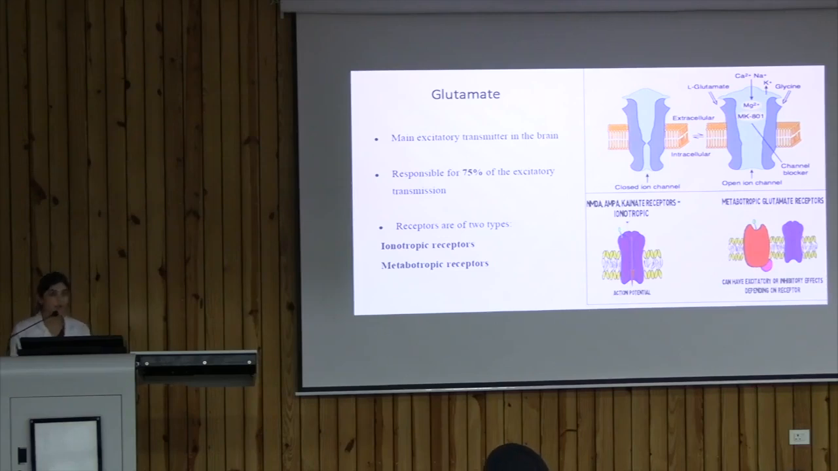As discussed before, two main neurotransmitters present in the central nervous system are glutamate and GABA. We shall discuss each one individually. So glutamate is the main excitatory neurotransmitter in the brain, which is responsible for 75% of the excitatory transmission. It does this with the aid of two receptors.